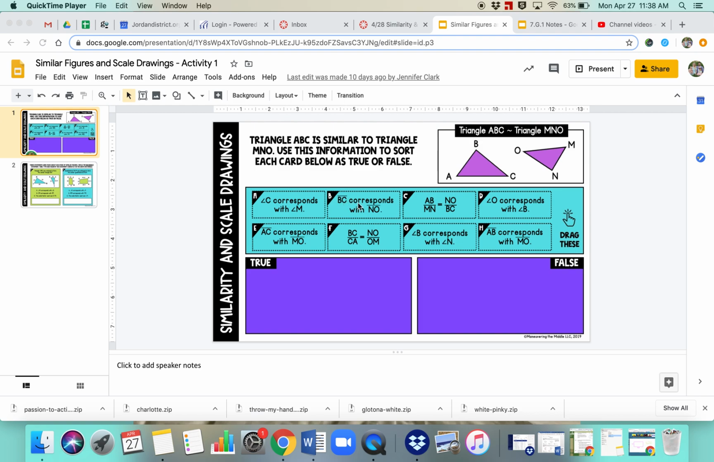Line BC corresponds with line NO. BC and NO, yeah, they're in the same exact spot. And again, if you were to flip the triangle, N would be up here, O would be over here, so BC and NO. So this is a yes, it is true.